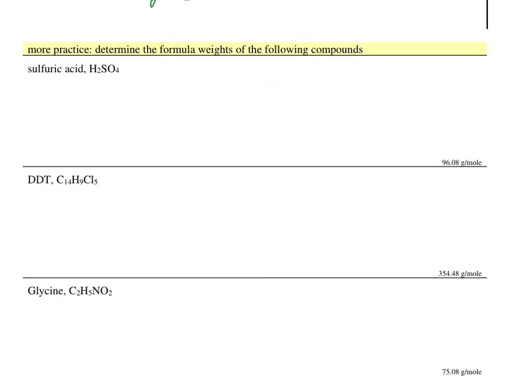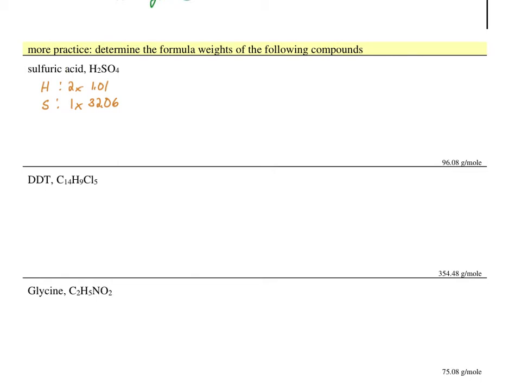Some more practice. Here we have sulfuric acid. There's hydrogen and sulfur. Here is a slight glitch. Some periodic tables will give the atomic weight of sulfur as 32.07, sometimes as 32.06. Don't let that throw you. Just use the value that you have on the periodic table we give you, and you'll be fine.